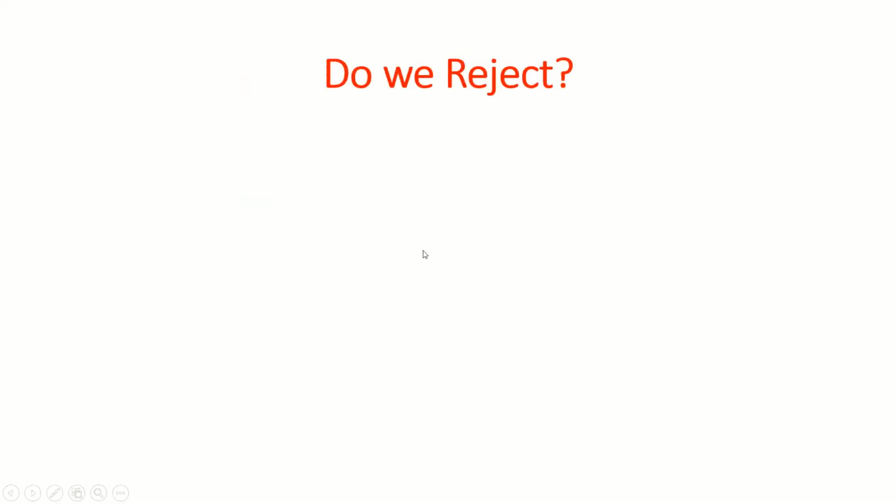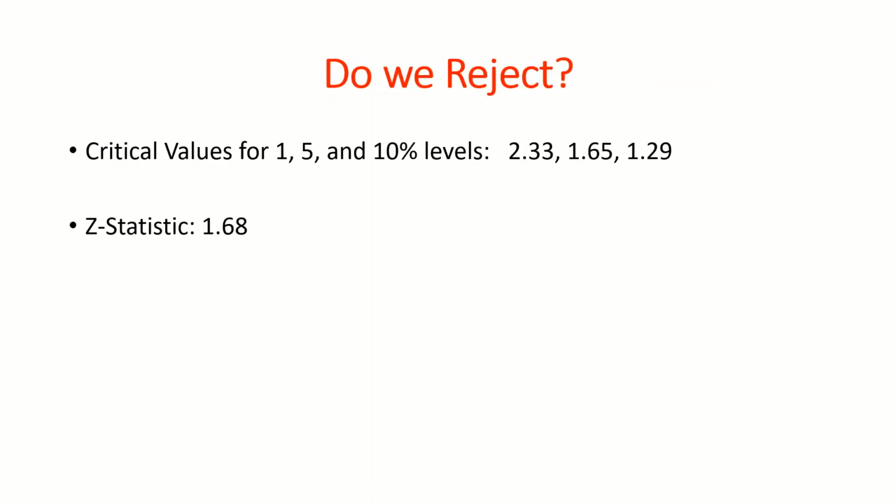There we go. So we've got our critical values and our test statistic. When we plot against this, we end up rejecting at 5 or 10%, but not the 1% level.